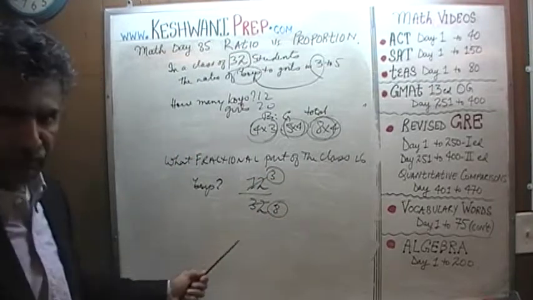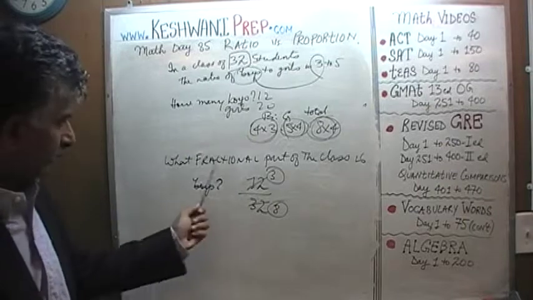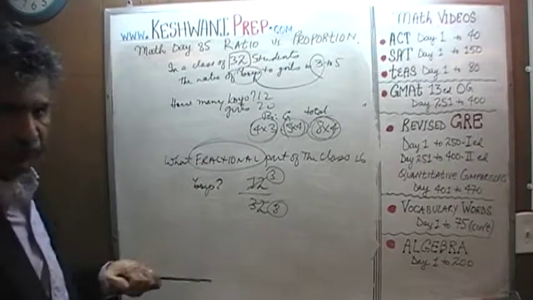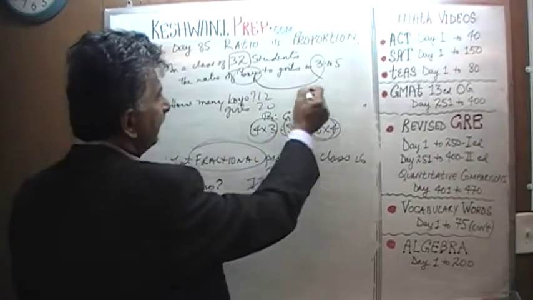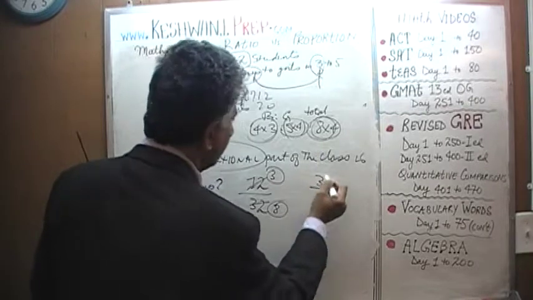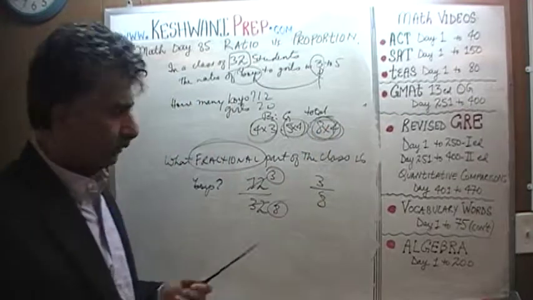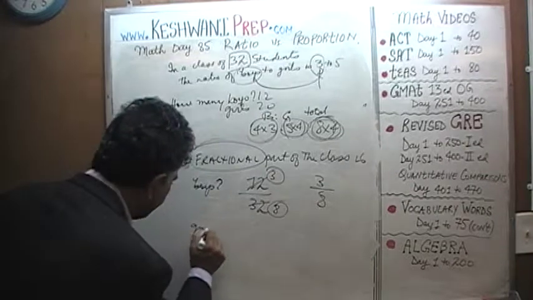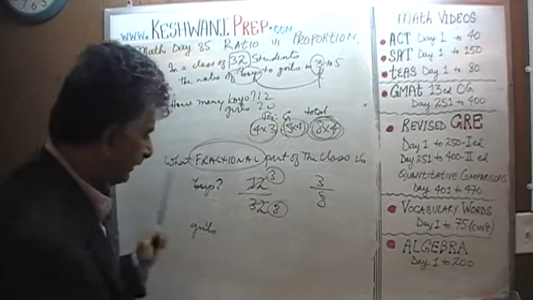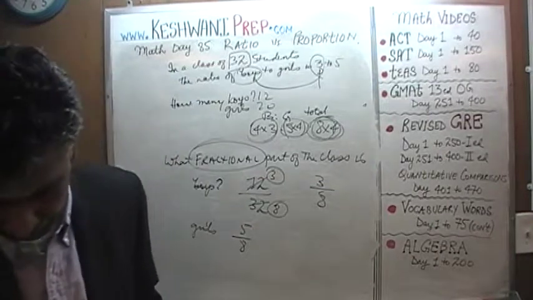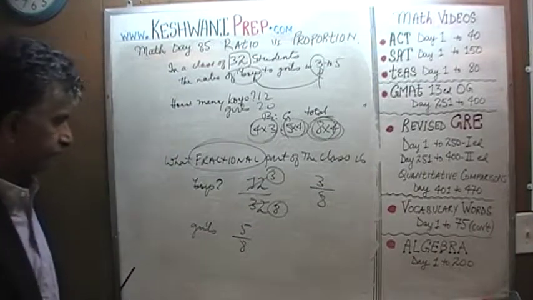But I hope that you're able to see right away that all of this is unnecessary. Question here is, what fraction part of the class is boys? It's very straightforward. The boys are 3 parts out of a total of 8 parts. We did that. So we didn't have to do all of this. What fraction part of the class is girls? Well, if boys are 3 parts, girls must be 5 parts, 5 out of 8. That's all it is. That's how simple it is.